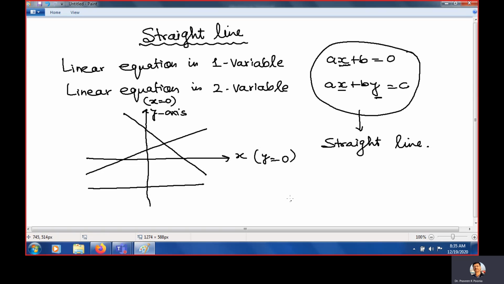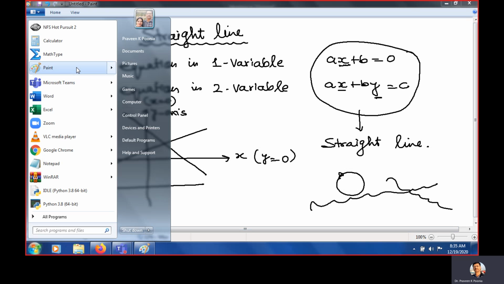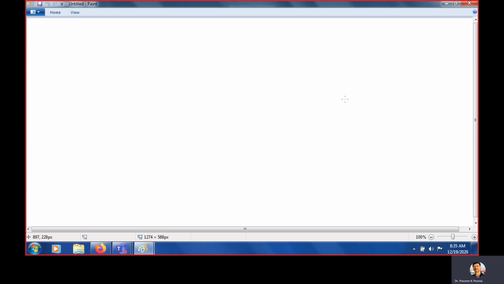What is not a straight line? If I show you this one, this is not a straight line. This is not a straight line. This is not a straight line. So with straight lines, we are talking here about the linear equations.